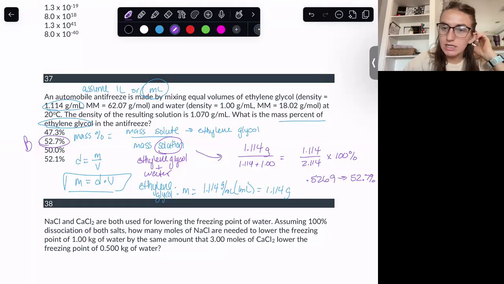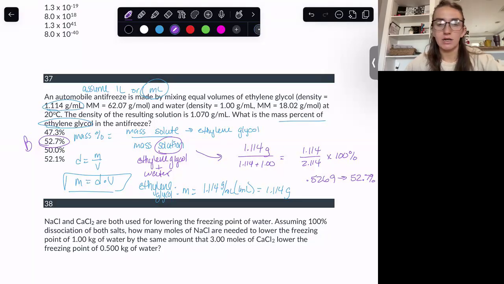If you were asked for, let's say, molality, where you needed moles of solute over kilograms of solution, that's when you would probably need the molar masses given. I think the molar masses given there are just because it's a question in chemistry and we always give you the molar mass kind of thing.